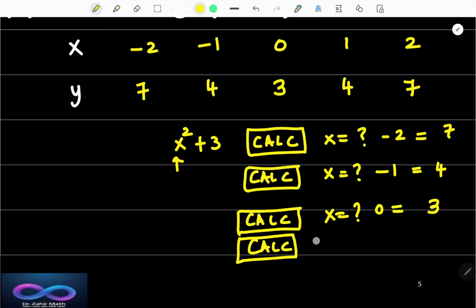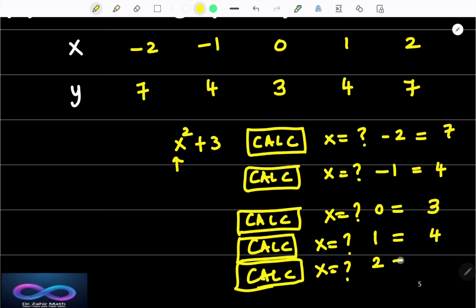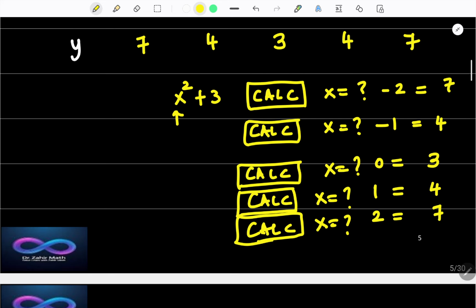Again press CALC, right? And then the calculator will ask you x? Put x is equal to 1, you will get 4. Again press CALC, okay, and then x? Then press x is equal to 2, you will get 7. This is one way. Another way also, you can create a table.